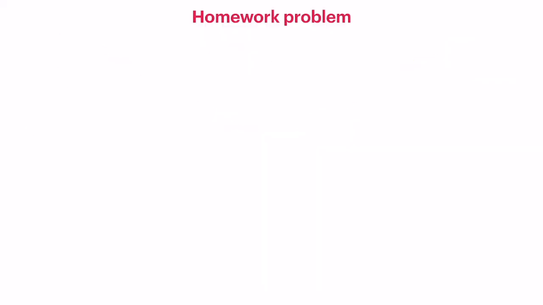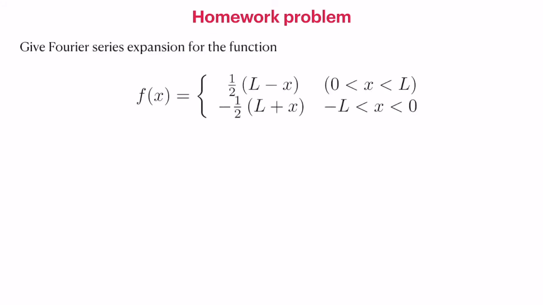Let's continue. Here we have a homework problem. Let us look at what that is. Give a Fourier series expansion of the function f of x equal to 1 by 2 into L minus x in the interval 0 to L, and the function is minus half into L plus x in the interval minus L to 0. Your job is to find the coefficients a0, an, and make some rudimentary plots.